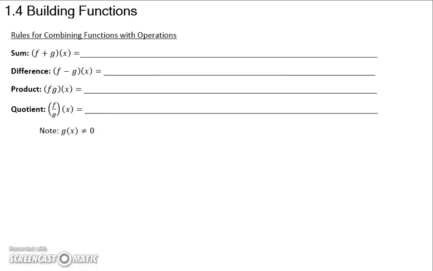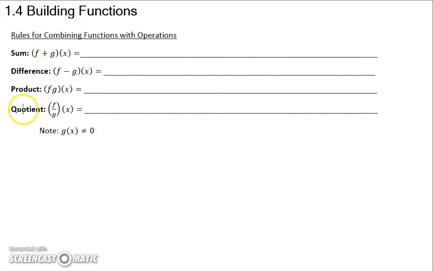Alright, in this video we're going to talk about section 1.4, which is going to be building functions. There are four operations that we can do to combine functions. They're the operations that we've been dealing with for as long as we've been doing math. We're going to have the sum, difference, product, and quotient.